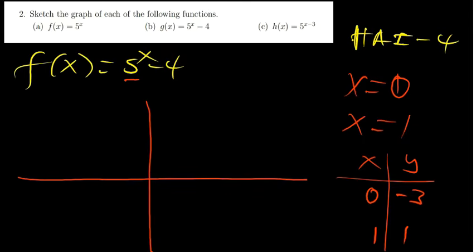So in the x-axis I've got 0 and 1. So I have got 1. Let me just put 2 as well. Then I've got negative 3 here and also positive 1, positive 1.